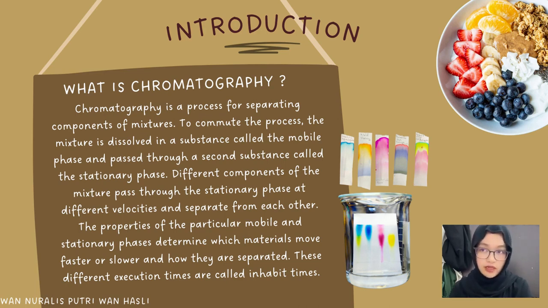What is chromatography? Chromatography is a process for separating components of mixtures. To do this, the mixture is dissolved in a substance called the mobile phase and passes through a second substance called the stationary phase. Different components of the mixture pass through the stationary phase at different velocities and separate from each other. The properties of the particular mobile and stationary phases determine which materials move faster or slower and how they are separated. These different elution times are called retention times.